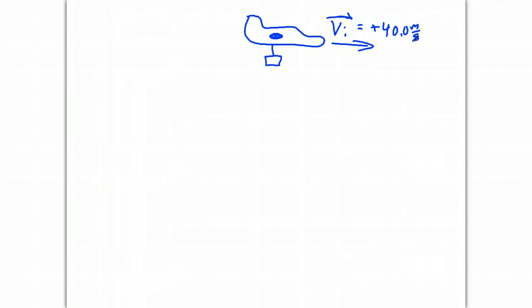You have a plane that has a package on it. The package is dropped as the plane is moving to the right, at least in our picture, with positive 40.0 meters per second. The package will be released and strike the ground someplace other than right below the plane.